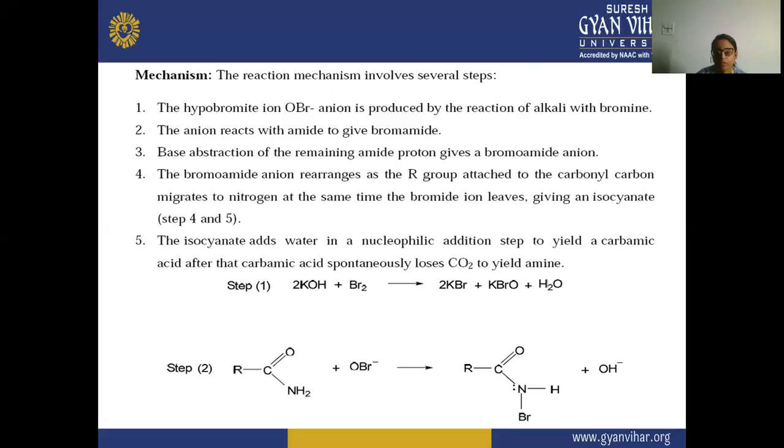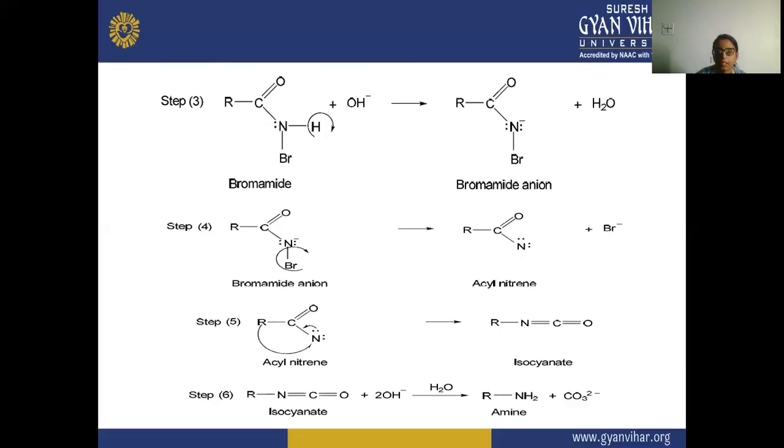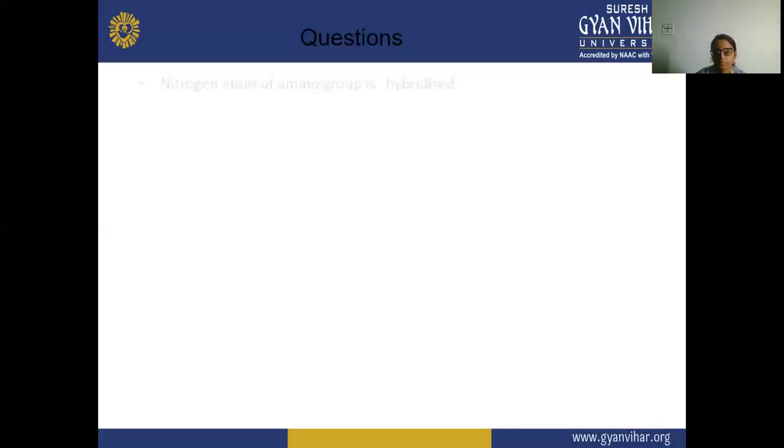In this, first the potassium hydroxide is reacting with bromine and there is a formation of KBr. After that, the acetamide is reacting with OBr negative, forming an intermediate. Next, this bromamide is forming a bromamide anion. This anion is reacting and there is a formation of acyl nitrene. So this acyl nitrene is forming an isocyanate, and from this isocyanate there is a formation of the amine.